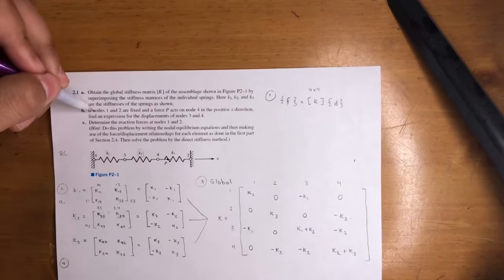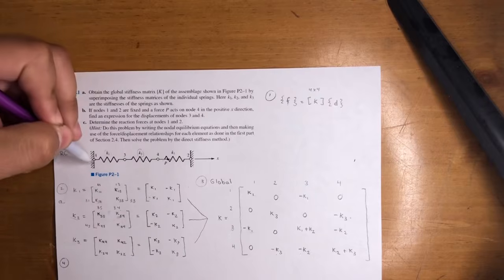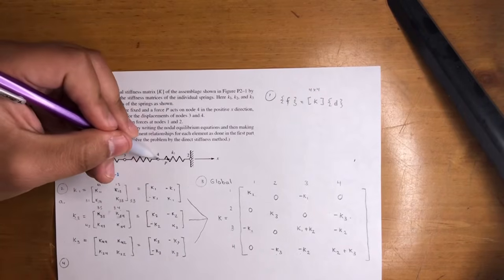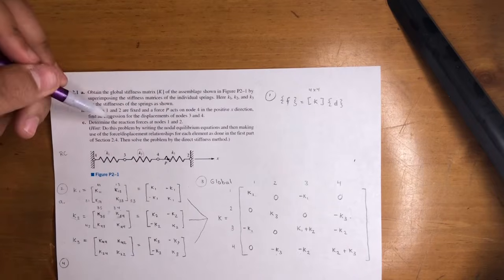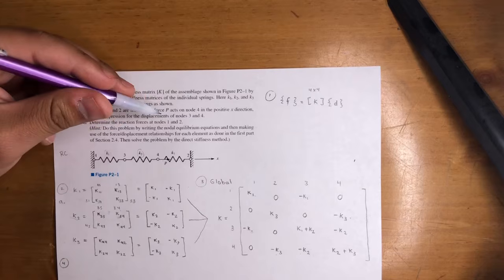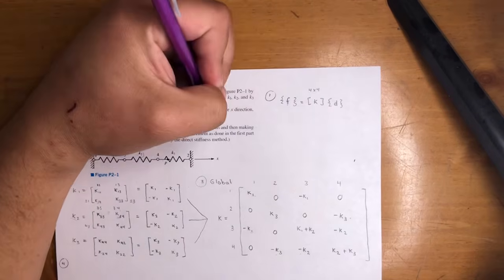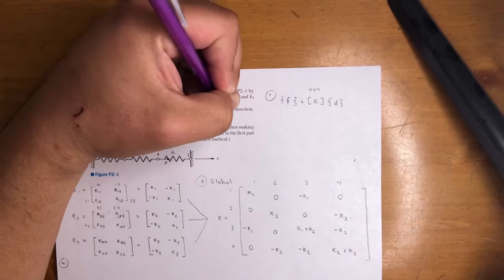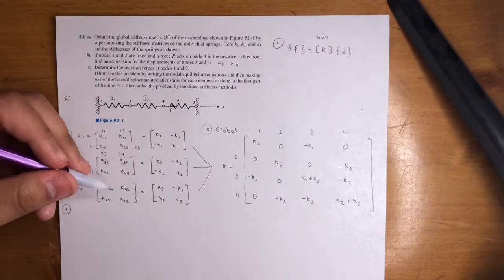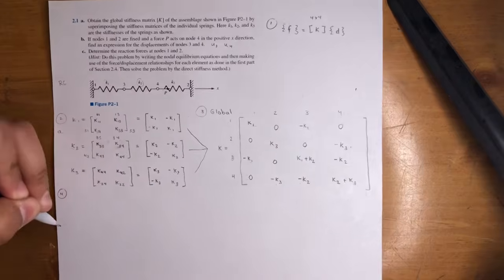Again, problem part B says if nodes 1 and 2 are fixed and the force P is acting at node 4 right here in the positive x direction, find an expression for the displacements of nodes 3 and 4. So that means they're just looking for U3 and U4. Now, that's pretty long, but let's see if you don't get lost.